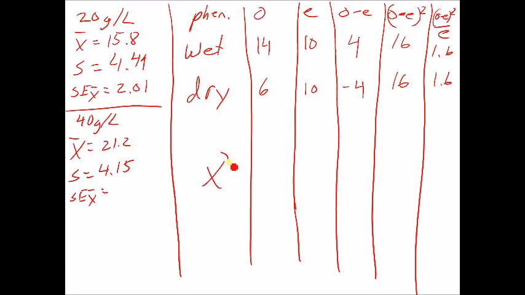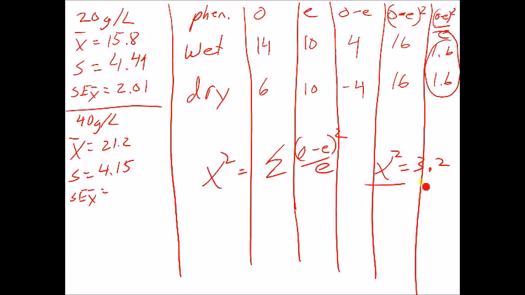Remember that chi squared is equal to the summation of O minus E squared over E. So that tells us that to find chi squared, we simply need to add up those values. So chi squared equals 3.2. So this is our chi-square statistic. Now we need to compare that to a critical value or use it to find a p-value.